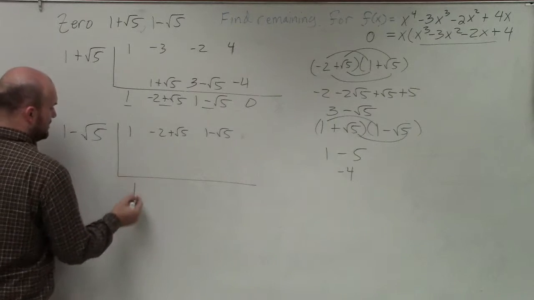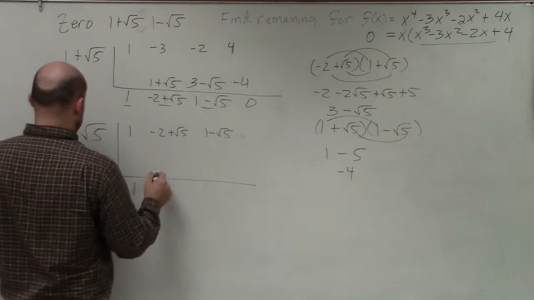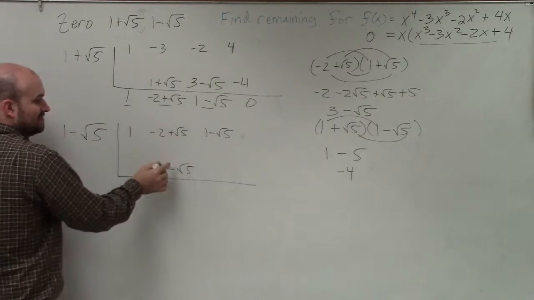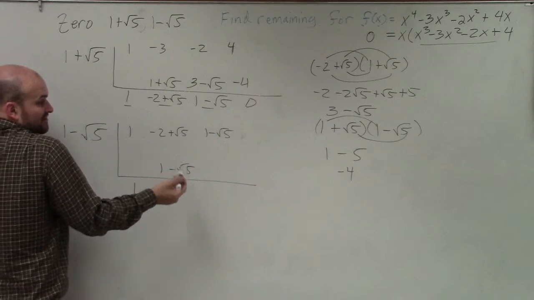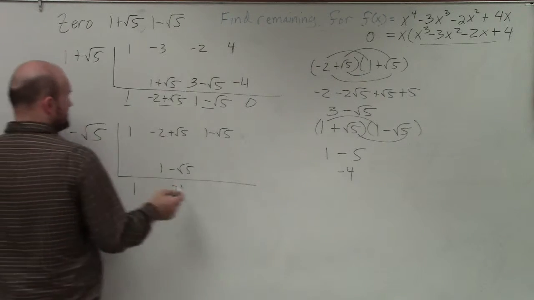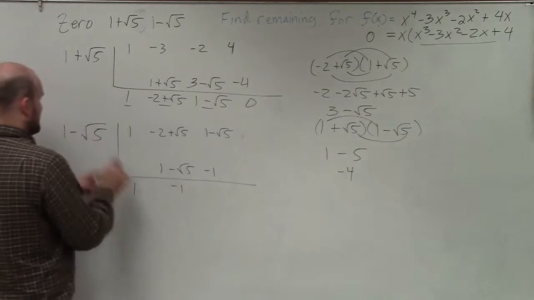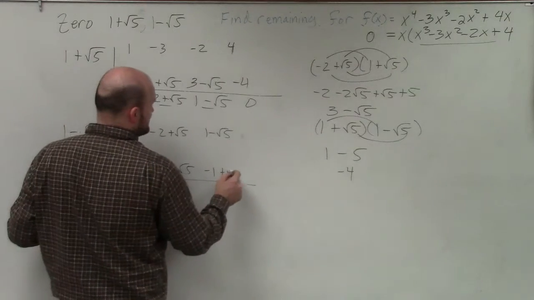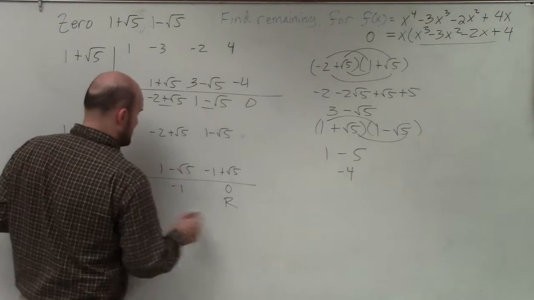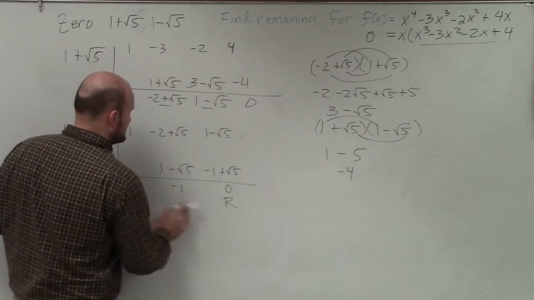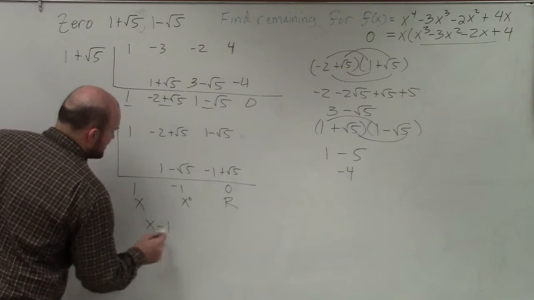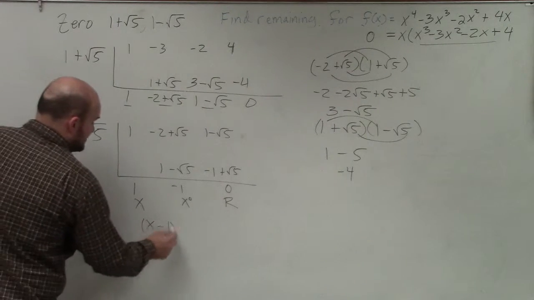Now I bring down the 1. 1 times negative square root of 5 is negative square root of 5. The square root of 5 minus the square root of 5 gives me 0 square root of 5, which is just 0. -2 plus 1 is a -1. -1 times 1 is a -1. -1 times negative square root of 5 is a positive square root of 5. That goes to 0. So that's my remainder. That's my constant, which is x to the 0, and that's my linear term. So I have x minus 1 as my other factor.